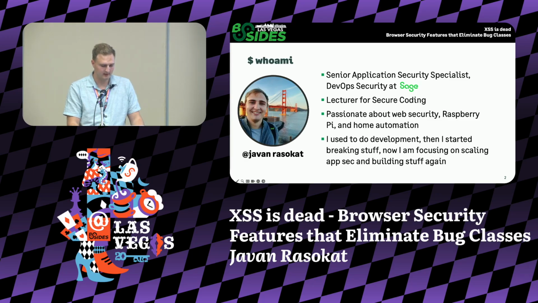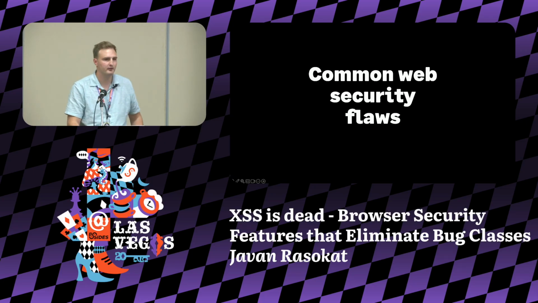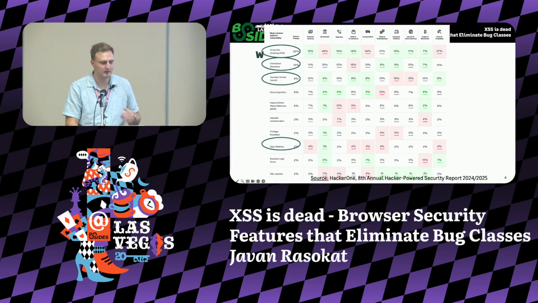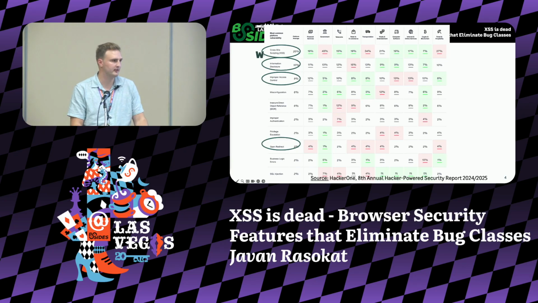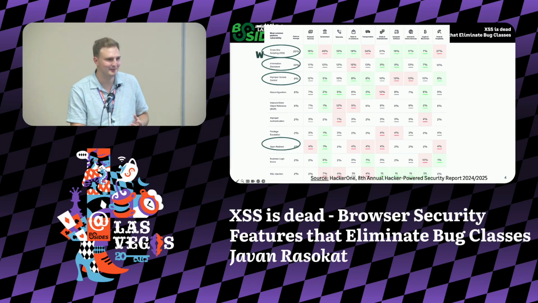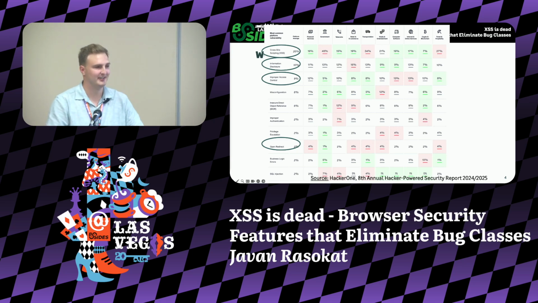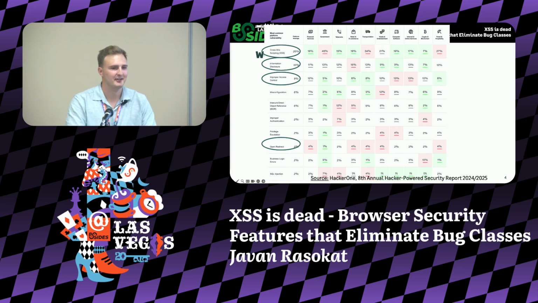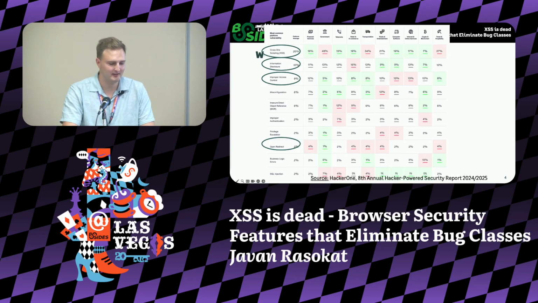Before we start, let's take a look at the common web security flaws that we have. There are many top 10 lists that you can use, but let's take the HackerOne top 10 vulnerabilities, the most reported and most rewarded vulnerabilities on their platform. You can see number 1 is still cross-site scripting. This is a little bit insane because it's a very old vulnerability, and we still don't really manage to fix it properly, and it still surfaces.